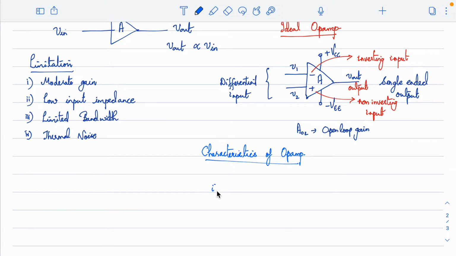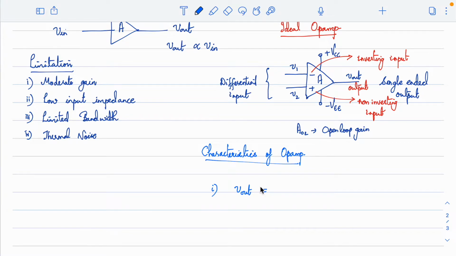So can you tell me what is Vout in this case? How can you write Vout? Can I get a response in the chat? So you can see a symbol over there. Output is marked as Vout. There are two inputs, V1 and V2. And what is Vout?